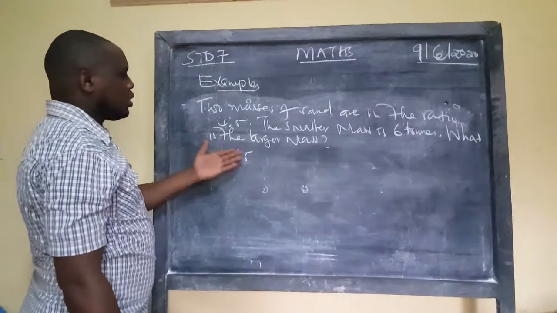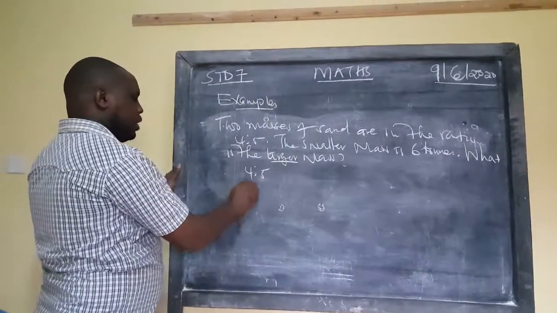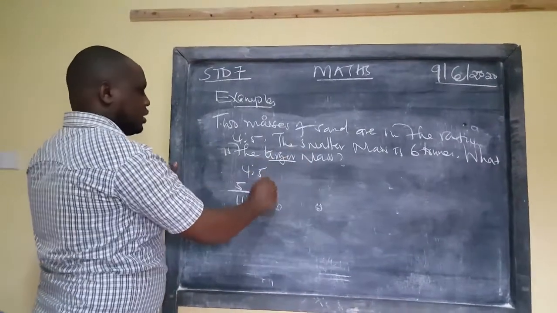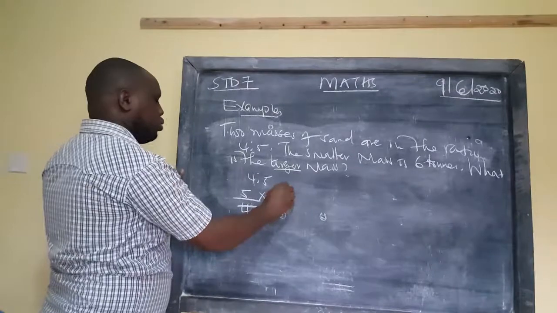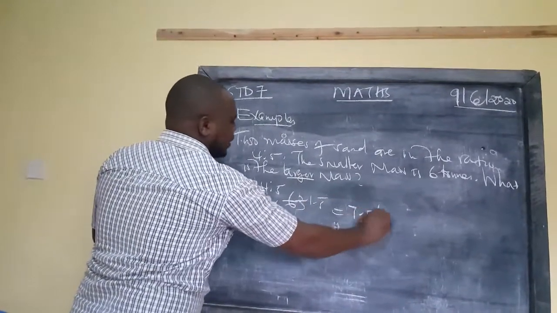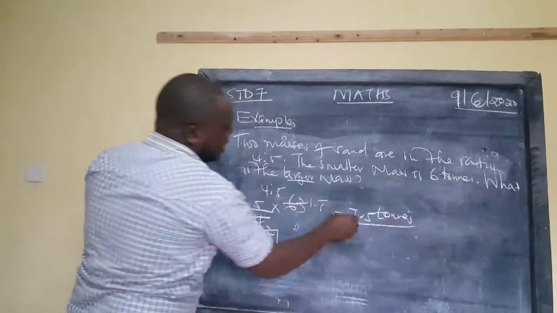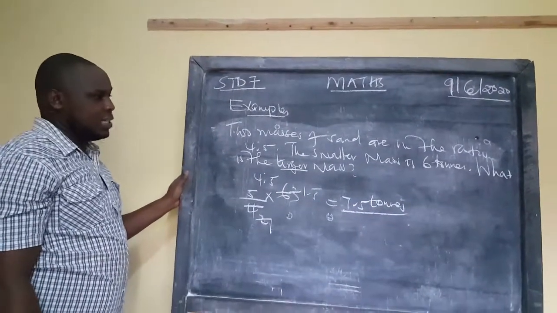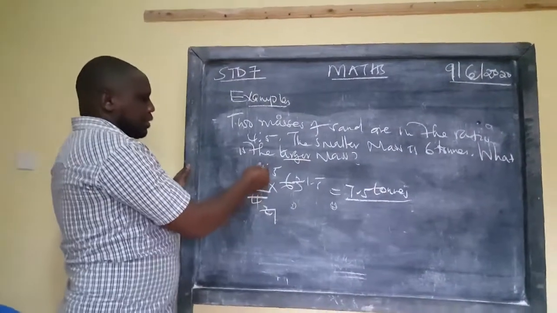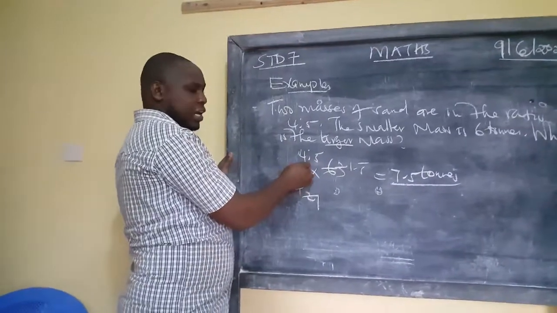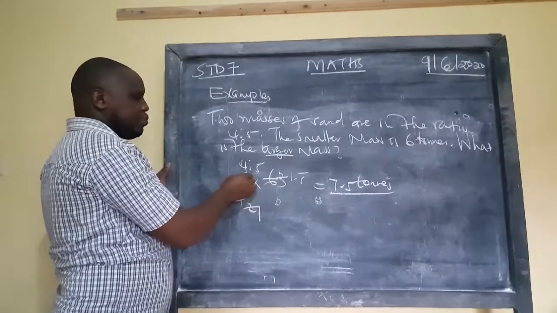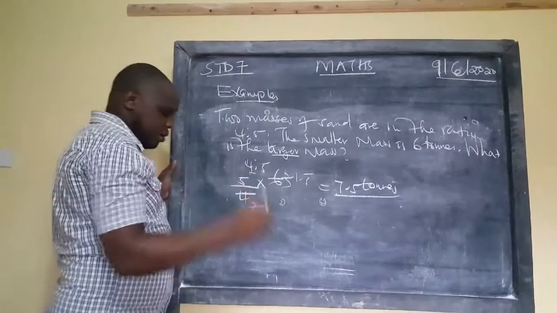So the question is, what is the larger mass? For larger, you pick the bigger number. So 5 over 4 times 6. By 2, 2; by 2, 3. By 2, 1; by 2, 1.25. And this will give you 7.5 tons, which is the larger mass. So if you ask for the bigger, you pick the bigger ratio over the smaller. If you ask about the smaller, you pick the smaller ratio over the bigger ratio. You'll be able to calculate.